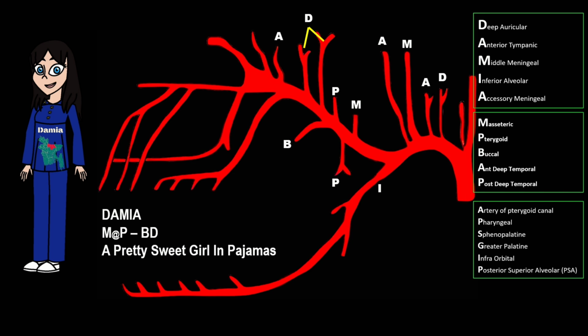Now, when it comes to the third part of the maxillary artery, we have the artery of the pterygoid canal. Then we have the pharyngeal branch. Then we have the sphenopalatine branch. Then we have the greater palatine branch, the infraorbital branch, and the posterior superior alveolar artery. Remember this: Damia carrying a map of Bangladesh, a pretty sweet girl in pajamas. Trust me, you know maxillary artery branches quite well.